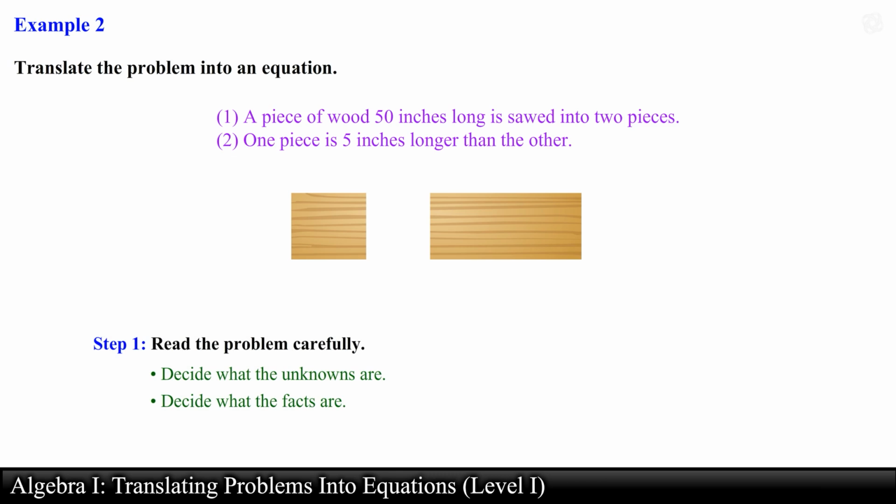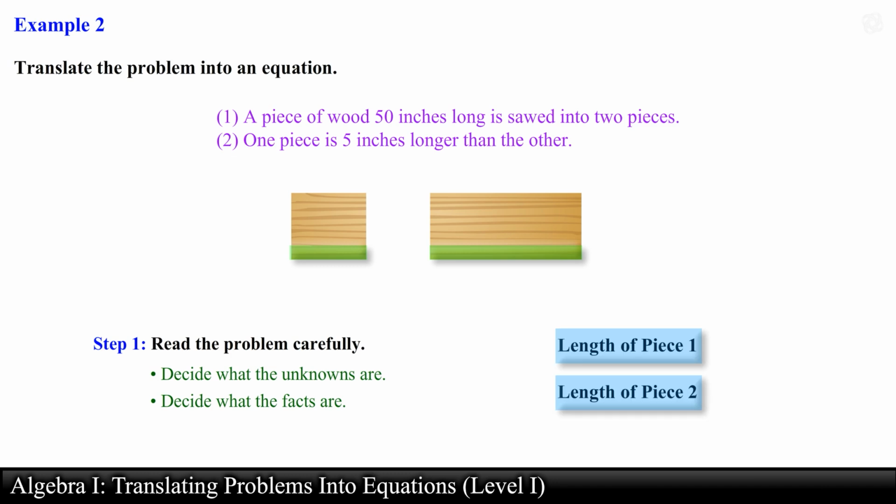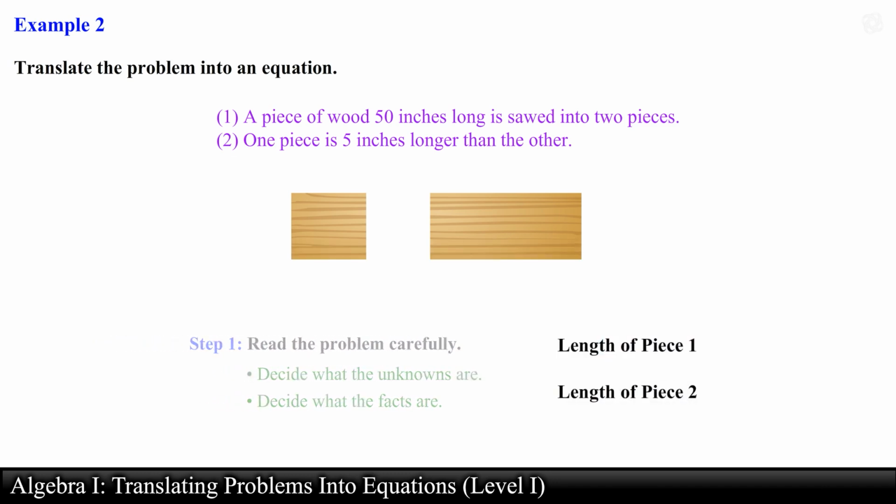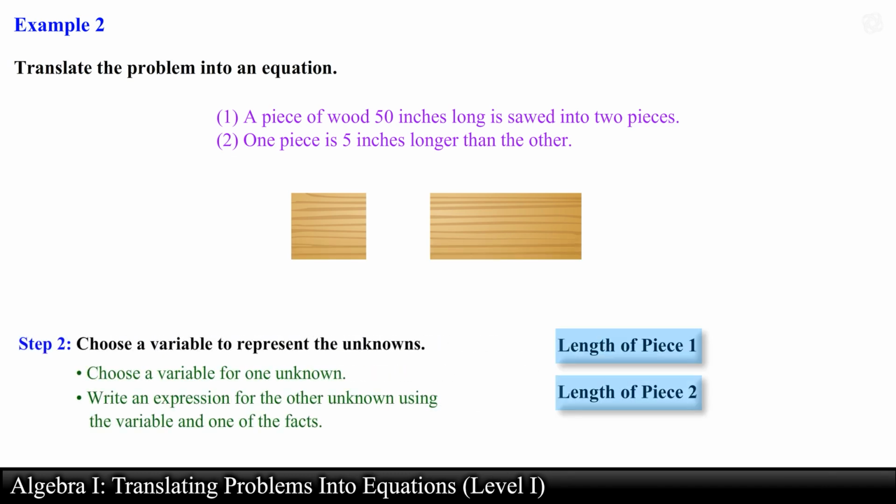We need to figure out for which quantities we have limited or no information. In this case, we really don't know how much each of the individual pieces measure, so our unknowns are the lengths of these 2 pieces of wood. Next, we need to assign variables to our unknowns. Before we do this, we need to first assign a variable to the unknown that contains the least amount of information. From sentence 2, we are told that one piece is 5 inches longer than the other piece. This means that we have one piece that is larger than the other piece. We have a small and a large piece.